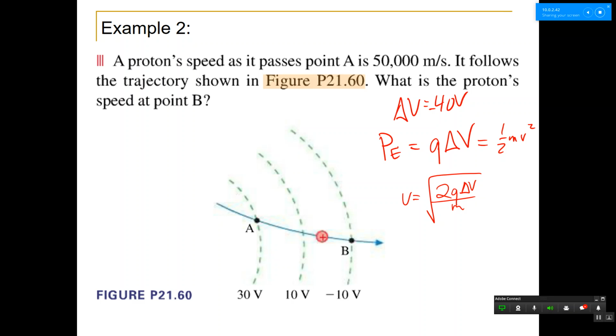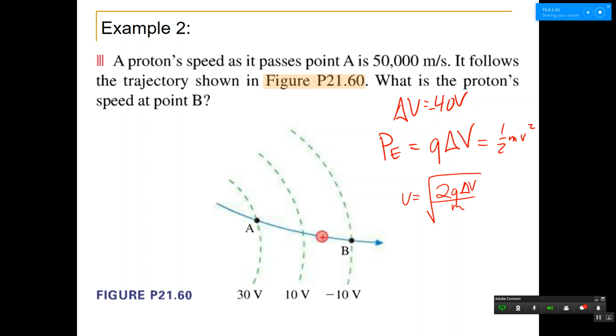You only care about A and B. It's all the kinetic transforming into all potential, or vice versa, depending on what the problem is. In this case, the potential is getting converted into kinetic energy. We know that because it's a proton heading to an area of lower potential, so it has to be gaining kinetic energy.